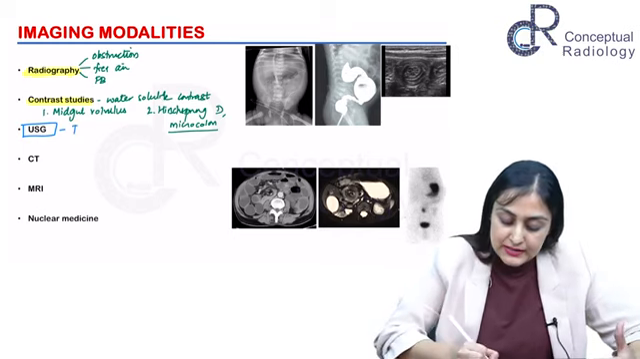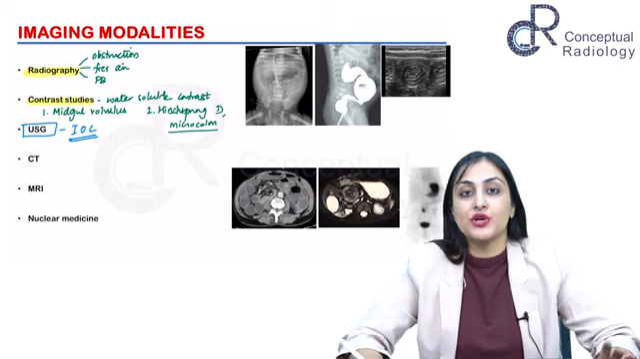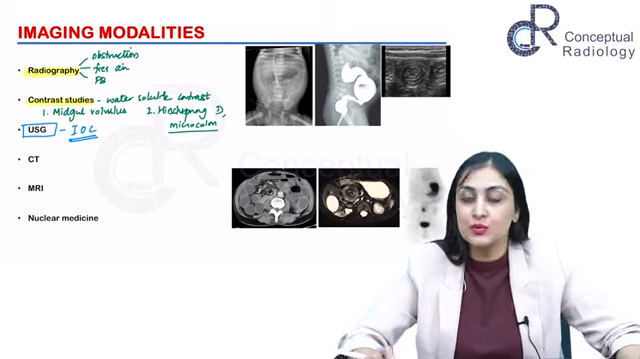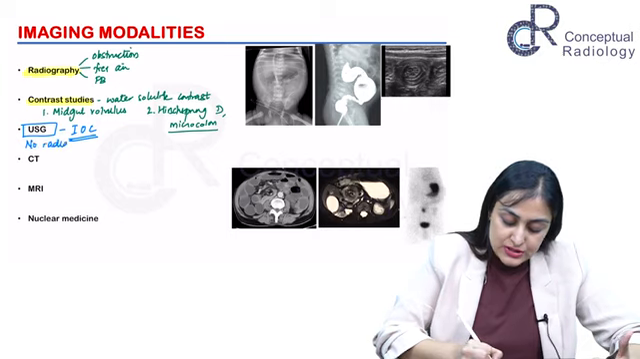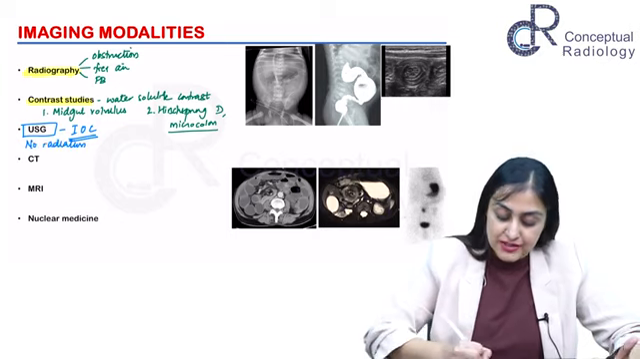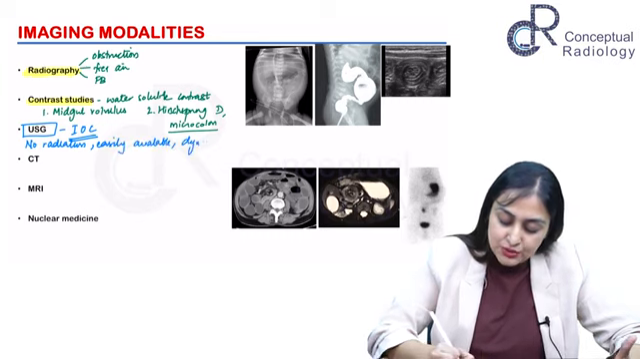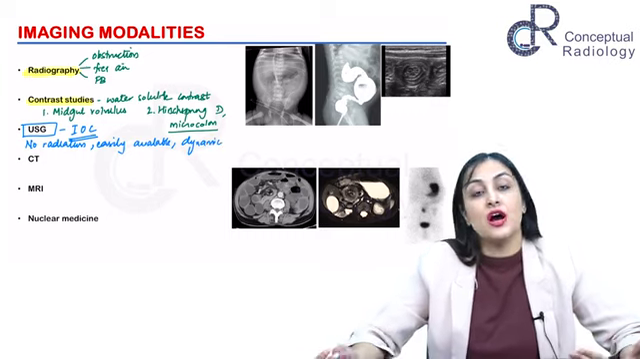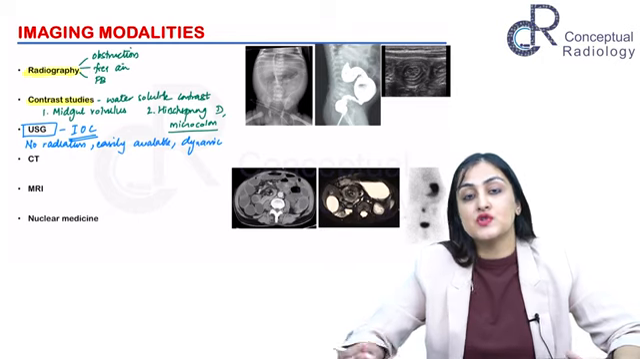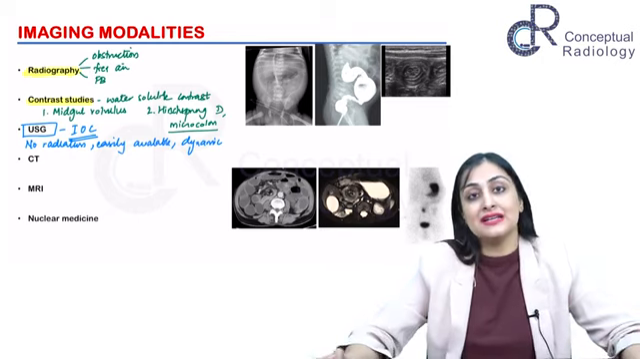So remember, this is the investigation of choice for evaluation of acute abdomen in children, hands down. Why? Because there is no radiation. Most important factor, there is no radiation. It is easily and readily available. It's a dynamic investigation. You know your kids are not going to stay still for a long time. This is something which ultrasound can take into account. So dynamic evaluation is possible here. So all of these are the advantages.